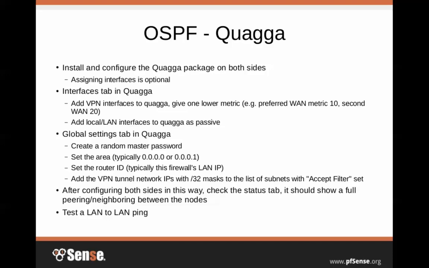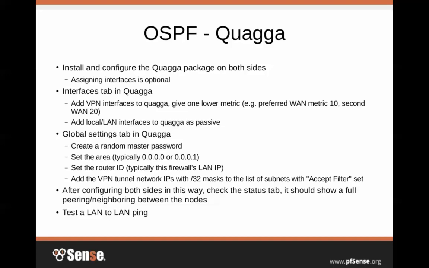Underneath that, you want to set your area ID. If you're not sure what that is, just use all zeros or 0001. It looks like it's formed like an IP address, just like I have shown there. You set your router ID. It's also like an IP. It has to be something unique to uniquely identify this particular firewall. So its LAN address is usually what I put in there.